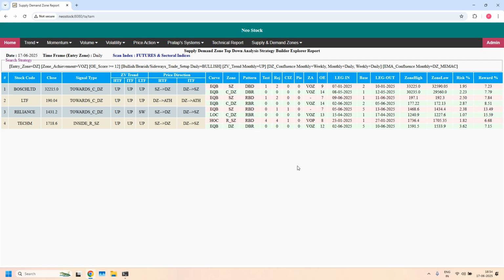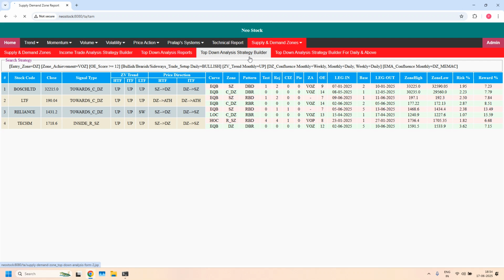Provided lesson 20 concepts are satisfied, the checklist. Otherwise, zones will be violated. So this is about a bullish trade setup for monthly income trade. Next, bearish trade setup for monthly income trade.